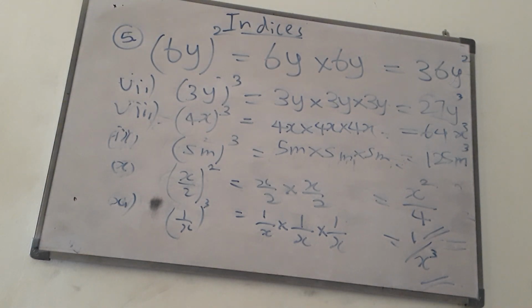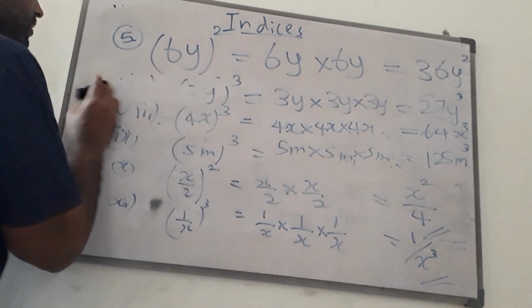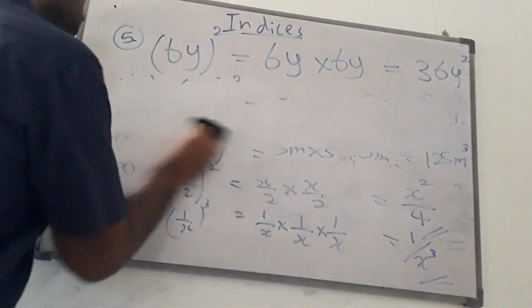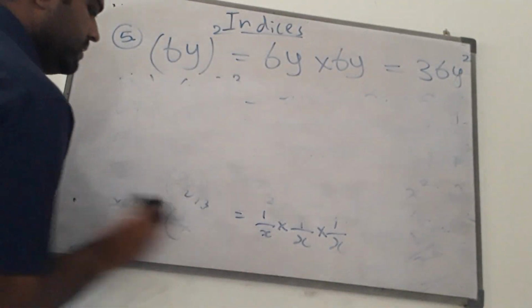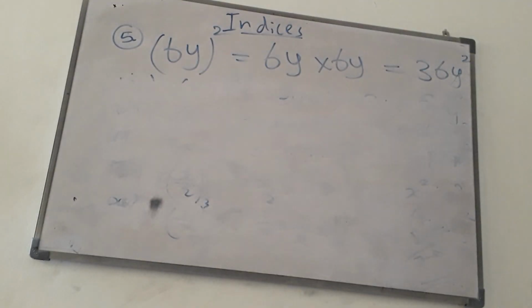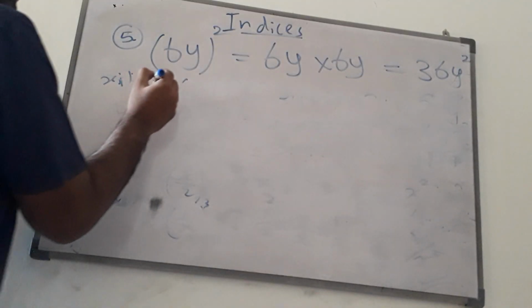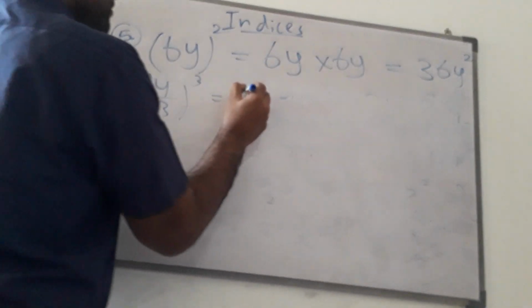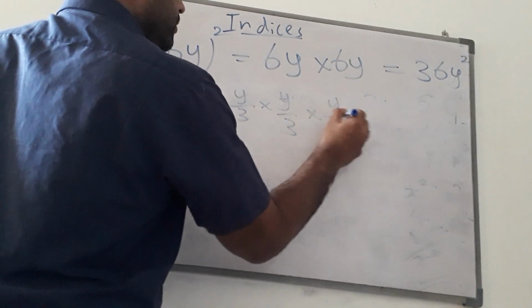Okay, next couple of sums. The 12th one is our next sum. The 12th sum is y over 3 all together to the power cube. This means y over 3 times y over 3 times y over 3.